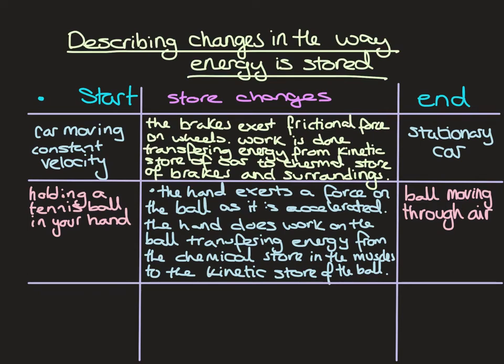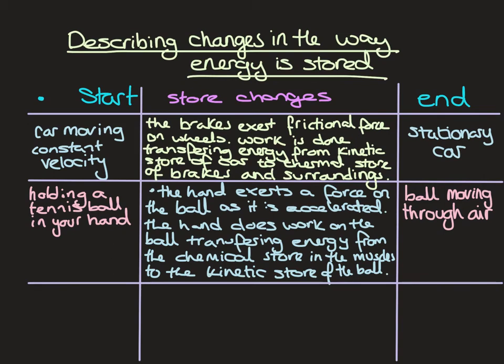So let's start off by thinking, how is the work being done in this system? If we've got a transfer of energy from one store to another, what is doing the work in that system? And in this system, we have got our hand exerting a force on the ball as it's accelerated, okay? So we're holding the tennis ball, we do work on that tennis ball, we transfer energy from one store to another, and then we accelerate the ball and it's moving through the air. So the hand exerts a force on the ball as it is accelerated.